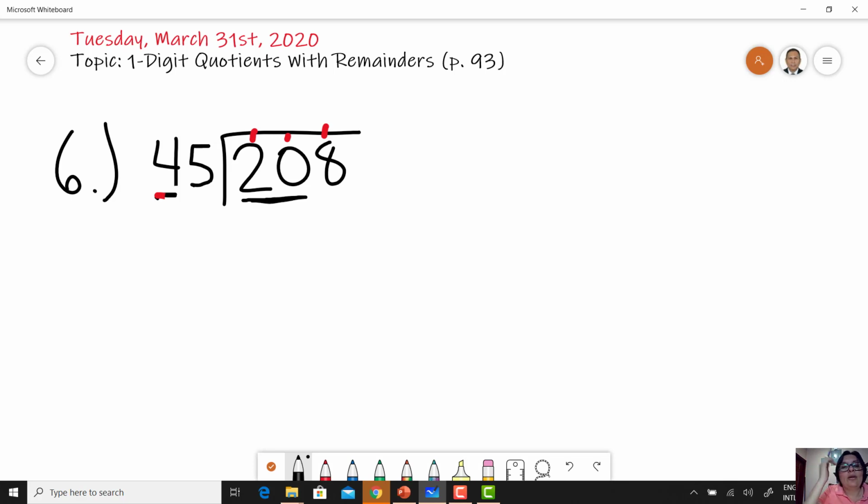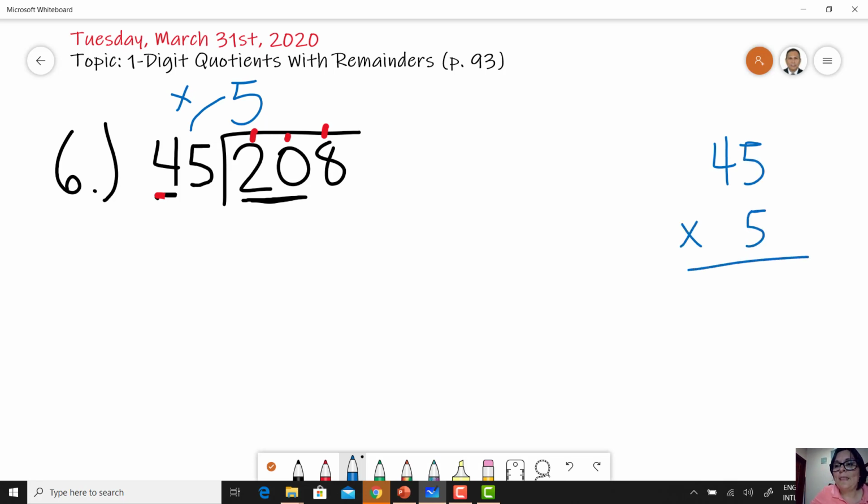What number can you use here that multiplied by 4 is going to be 20 or close? Number 5, right? So, let's multiply now 5 times 45. So, here we are going to do it 45 times 5. 5 times 5, 25. Excellent. 5 times 4, 20 plus 2, 22. Excellent. So in here you are going to write 225. It's correct?